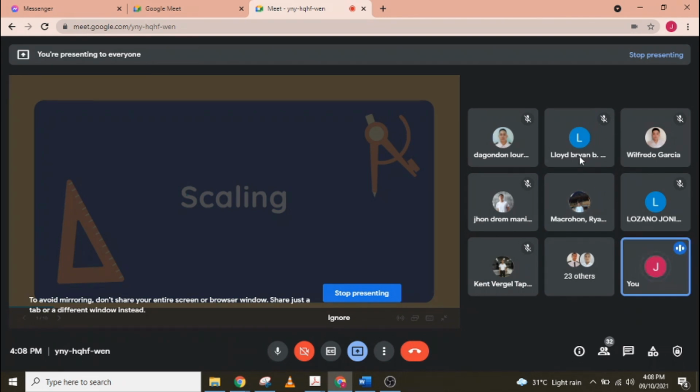So nanay term, no? Technical term, blueprint, sige. Smaller na sir, na measurements sa actual na. Okay. Sabi ni Macrohon, class, smaller na measurement compared sa actual or sa actual na object, for example. Okay? Sige, tingnan natin.